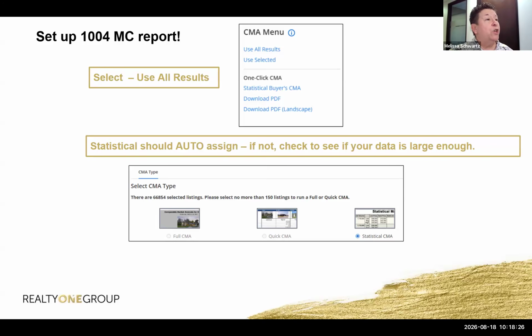I mean, I guess if you're doing it in a really small area, it may not pop over there. If it doesn't, click on statistical CMA. All we want are the stats. You are not going in here in this scenario and adjusting things, okay? So really, really important for that. And then you're going to click next.